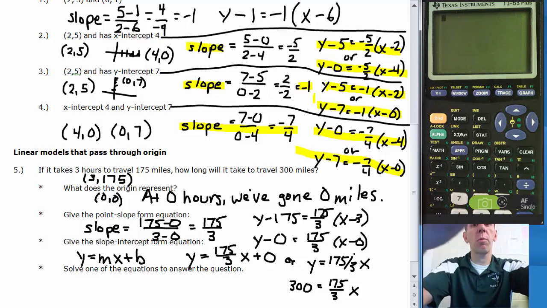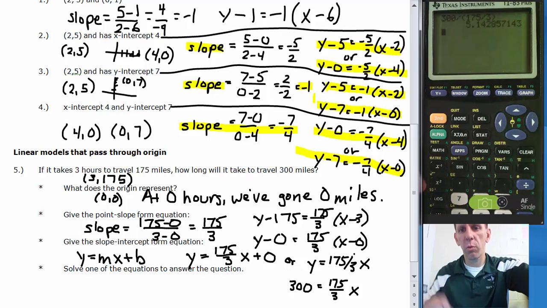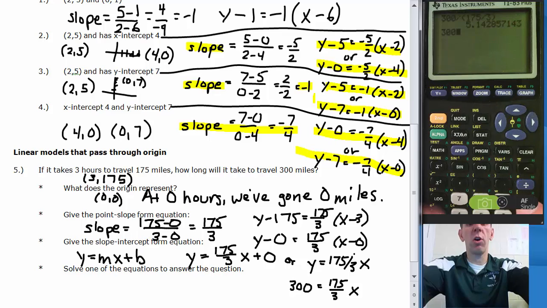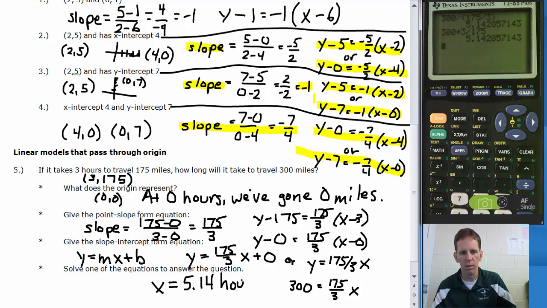If I were to actually take the number 300 and then divide it by the fraction 175 over 3, we get this decimal 5.14. Now, like I said before, you could also take 300 and multiply it by the reciprocal, 3 over 175, and you'll get the same thing. That's what your x equals, and that's the answer to the question. X equals approximately 5.14. Your units are going to be hours because that's what x represents. And we've used our linear model to answer this question.